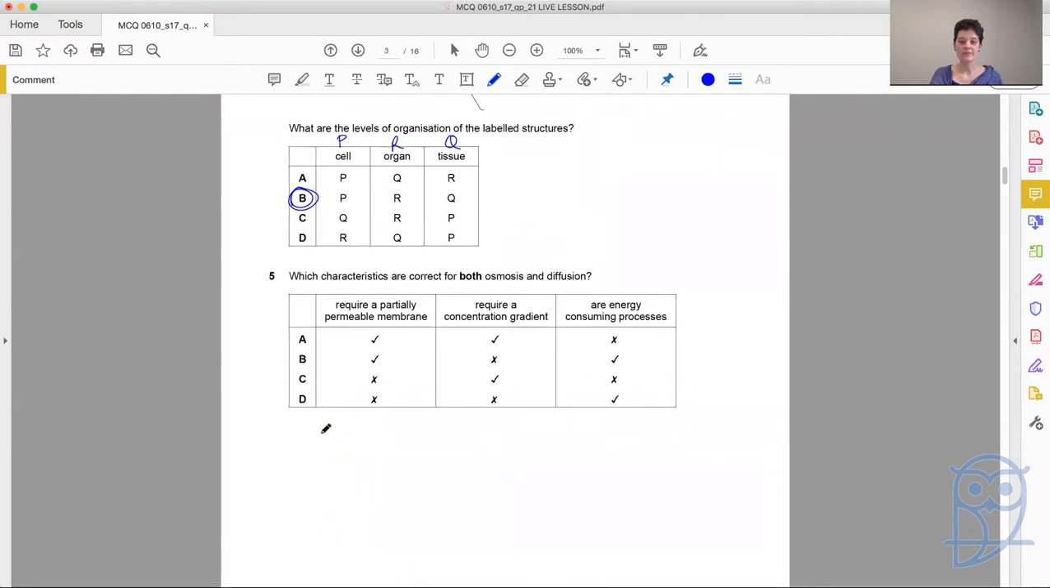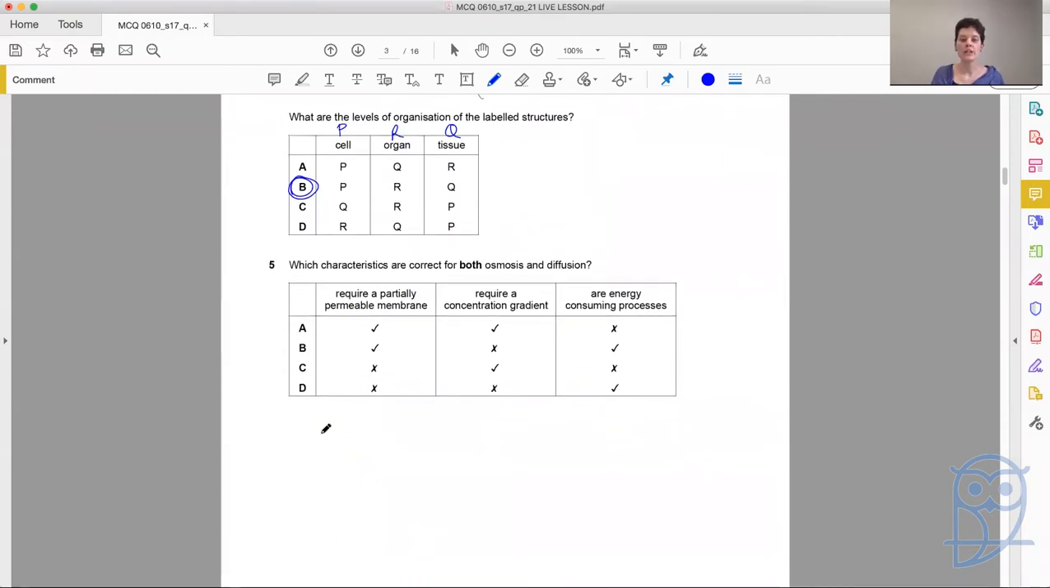Question 5. Which characteristics are correct for both, in bold, osmosis and diffusion? Now remember that you can scribble on your papers, because of course you're just sending away that answer sheet. So really get to know these papers, get involved in your questions.